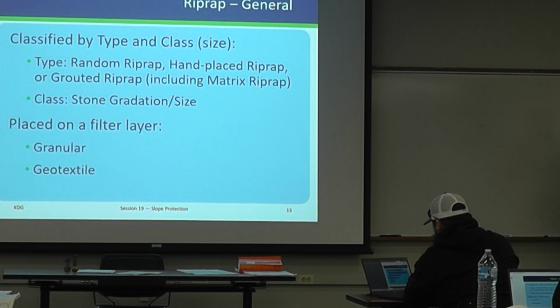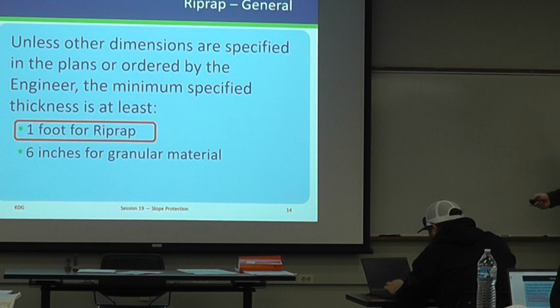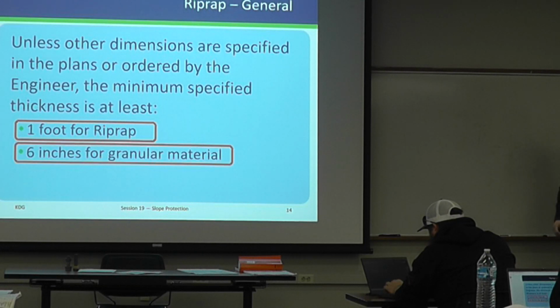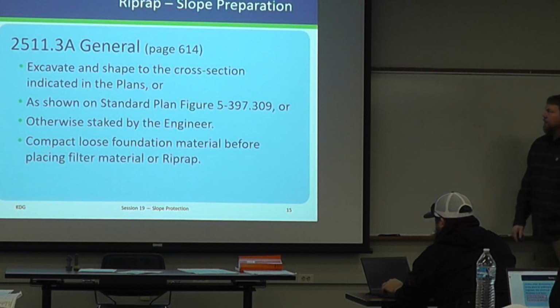Riprap's also then placed on either a granular filter or a geotextile filter to separate it from the underlying soil beneath it. So just some specs here. You're going to need to have at least 1 foot for riprap. As the type and size or class gets bigger, that thickness gets bigger, but a minimum of 1 foot, and then it'll be 6 inches if you have a granular material filter underneath it. But you need to take a look at the plans and verify that. If I have a type 3, it's going to be larger than that, but these are the 2 minimums that you'll be looking for with random riprap.